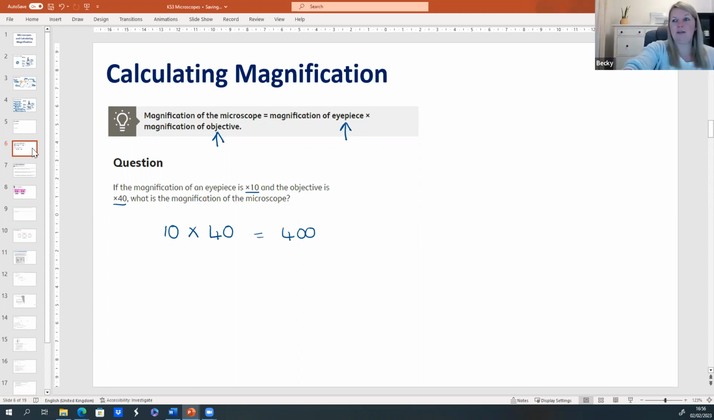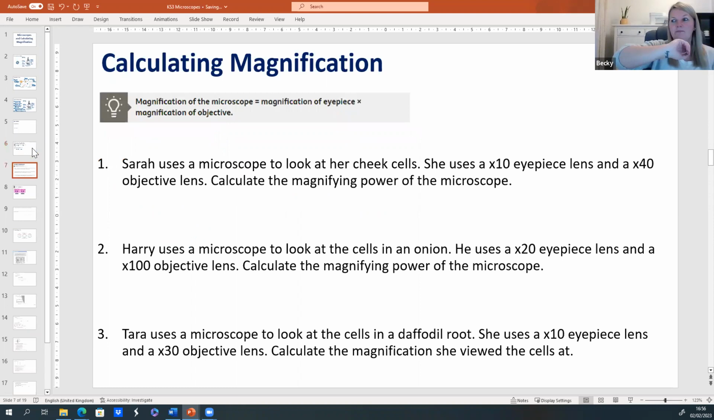Right, I'm going to put 3 quick questions on the screen. We just need to look at what eyepiece lens he is using, what the objective lens is, and therefore what the total magnification is. You can just put number 1, the answer, number 2. Oh, smashing these.